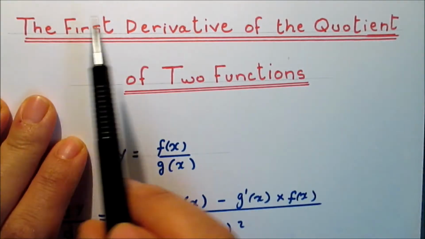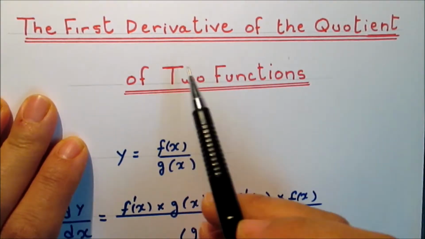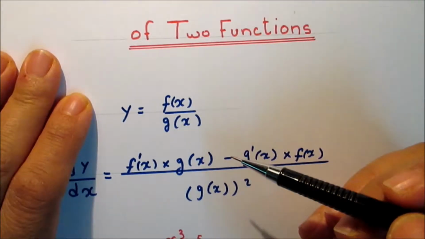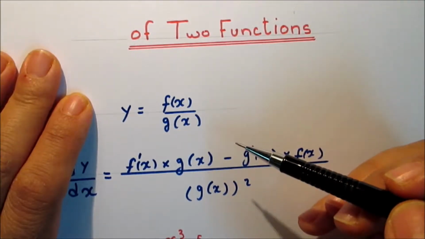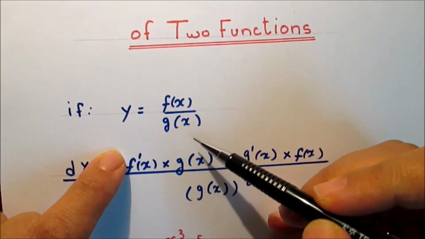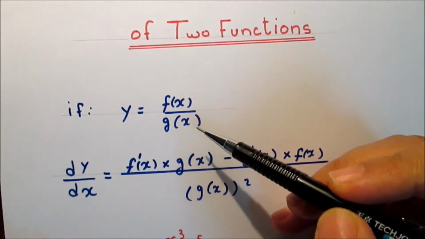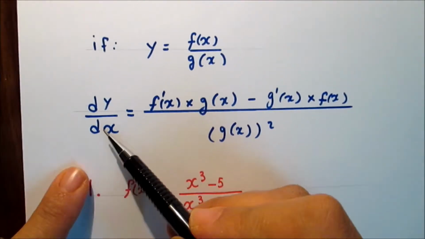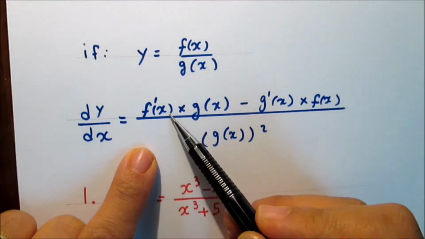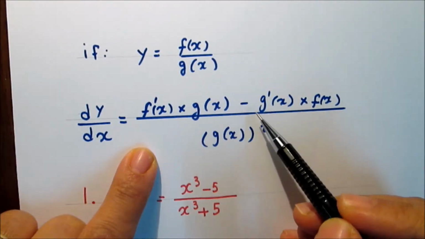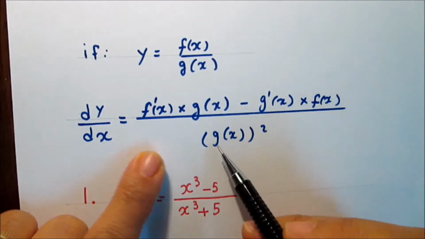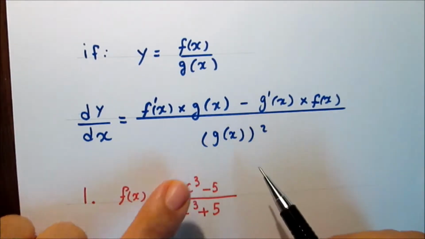Now we're gonna take the first derivative of the quotient of two functions. If f and g are two differentiable functions with respect to x and y equals f(x) over g(x), so we have a quotient, then dy/dx equals f'(x) times g(x) minus g'(x) times f(x), over g(x) all squared.